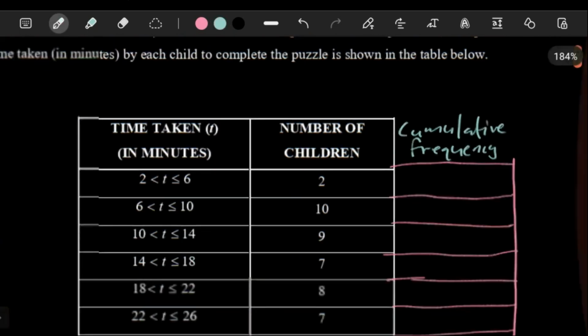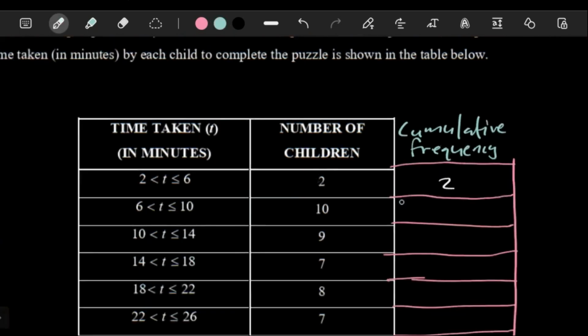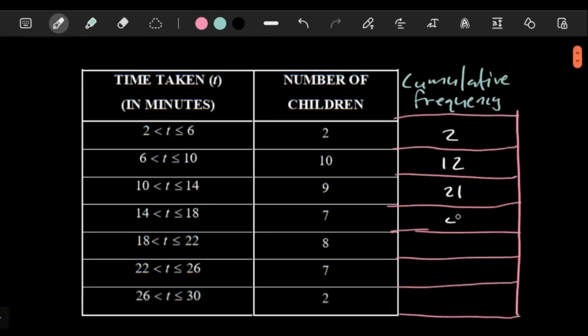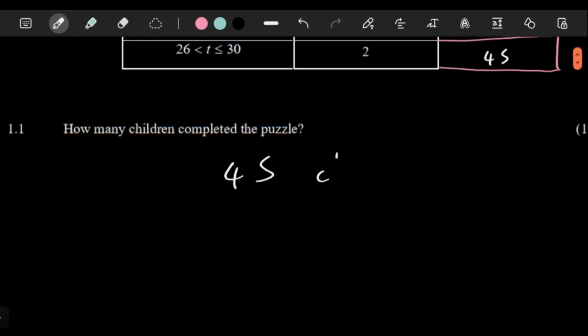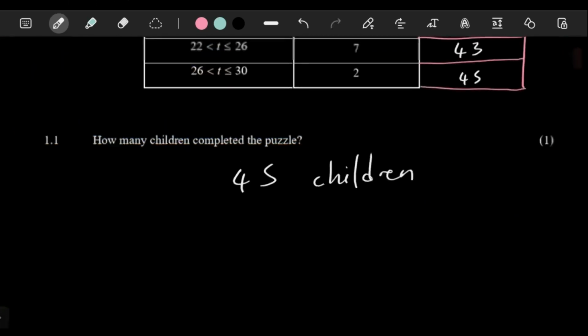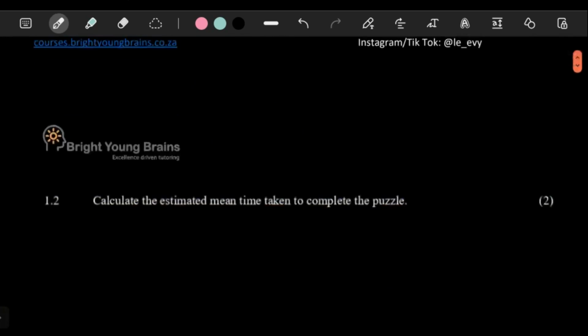stacking up. You see, so in the beginning you just have 2 people, so you're going to put a 2 here, and then you add 10 people, you're going to have 12, plus 9 people, you're going to have 21, plus 7 people, you're going to have 28, plus 8 people, you're going to have 36, right? And then plus 7 people, you're going to have 43, plus 2 people, you're going to have 45. So this is telling you in total you have 45 children.